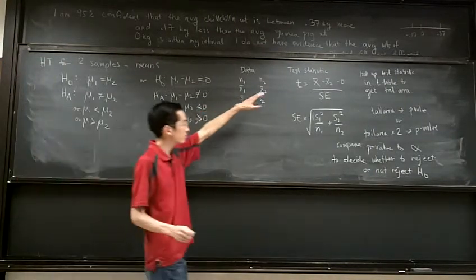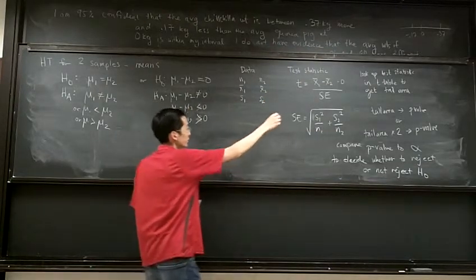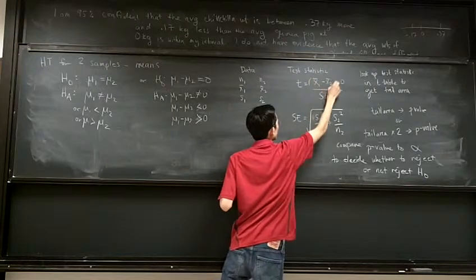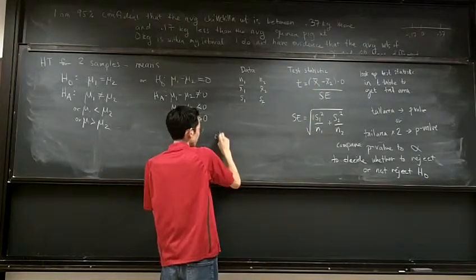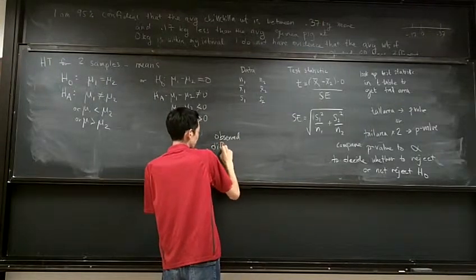And just in case it's not clear, sometimes this quantity, x bar 1 minus x bar 2, is also called the observed difference between means.